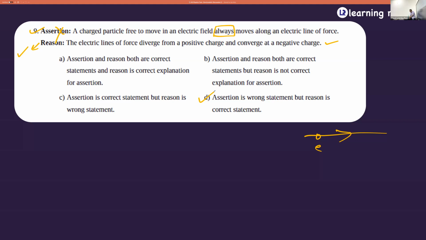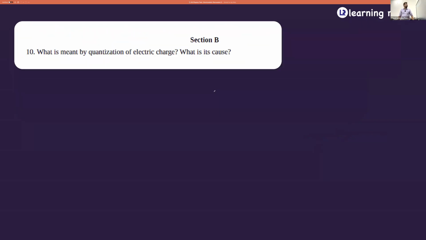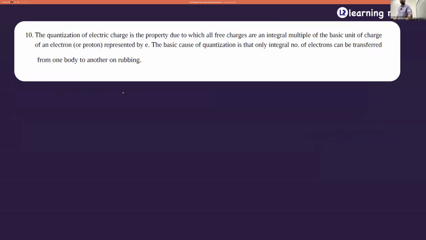Shall I proceed? Section B. See, what is meant by quantization of charge? What is its cause? So what do you mean by quantization of charge? The total charge is always an integral multiple of the charge of an electron. So what is the cause of it?